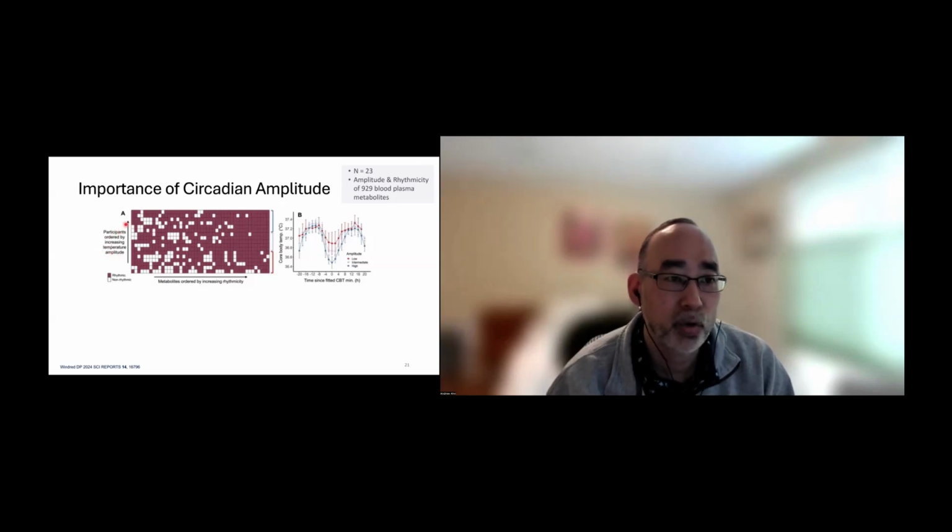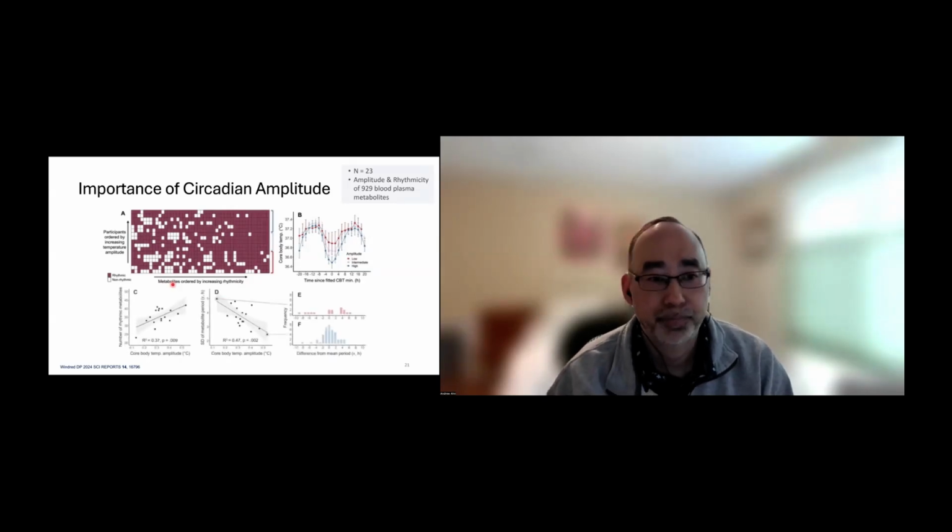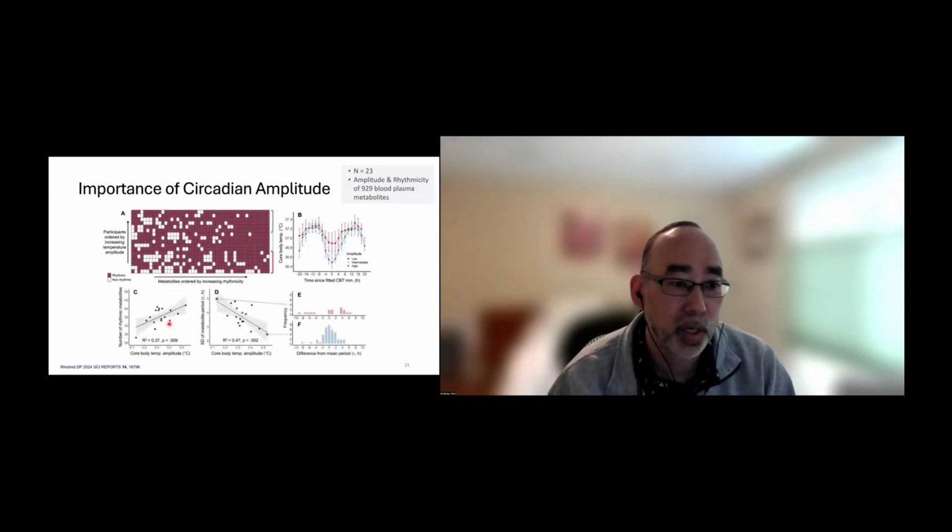So they placed this in order. Participants with increasing temperature amplitude would be placed on the highest part of this y-axis. And then they also measured metabolites on the x-axis. So this is the rhythmicities of the metabolites. And you could see that those individuals with high core body temperature amplitude had in general more increased rhythmicity across the metabolites that were measured. And this relationship was statistically significant: the amplitude of the core body temperature correlated with a number of rhythmic metabolites. And it also showed up in the standard deviation of the metabolic period.